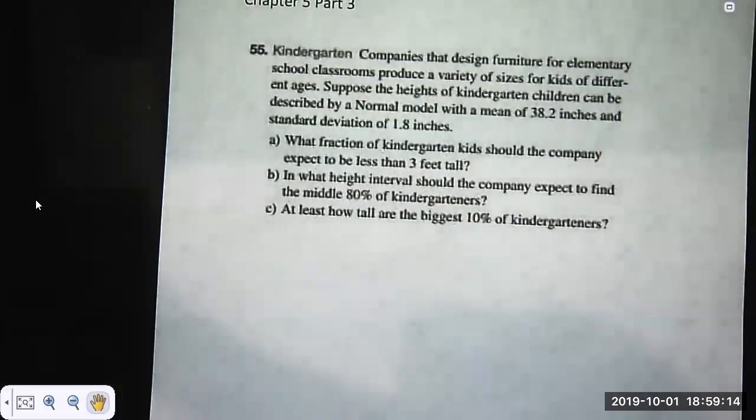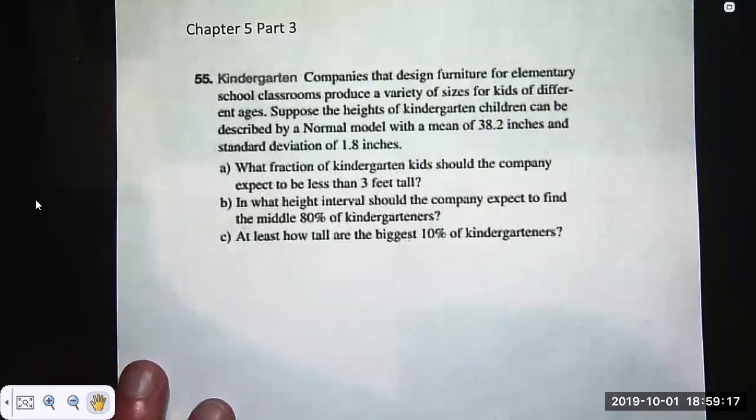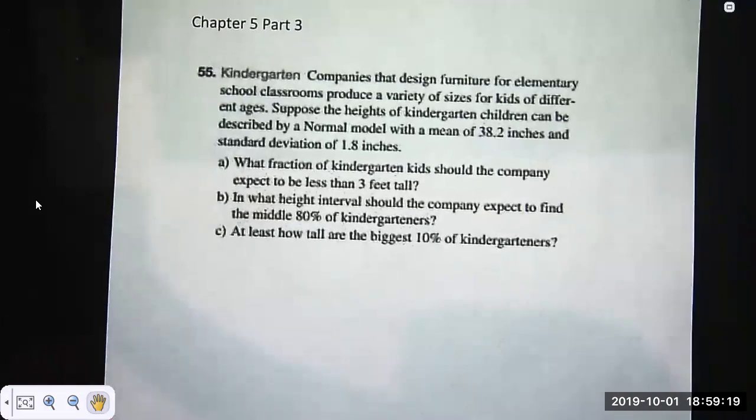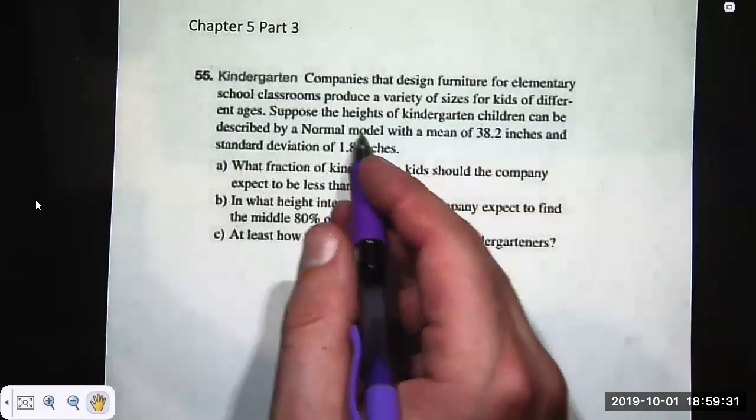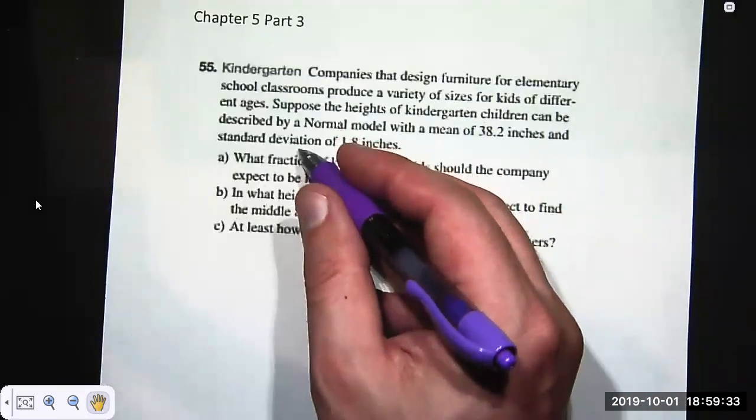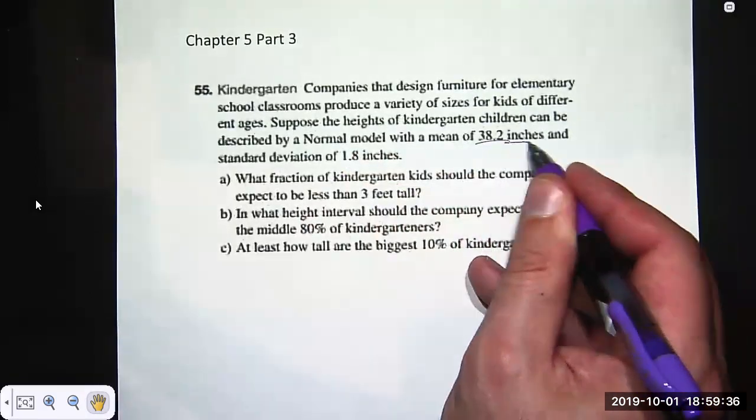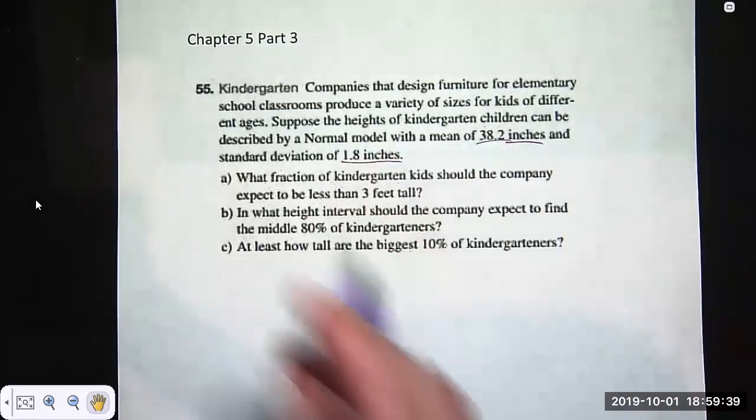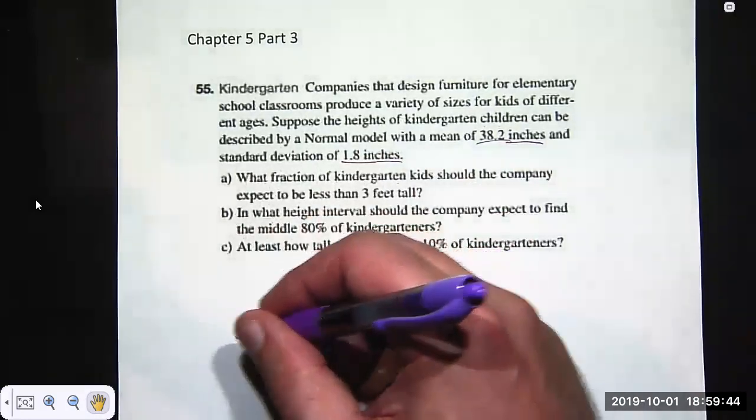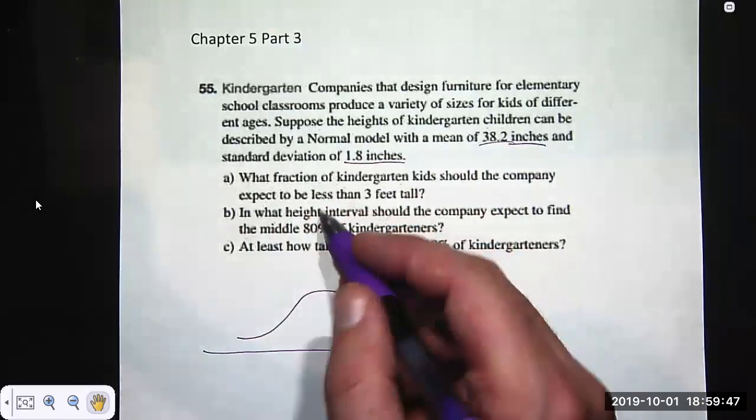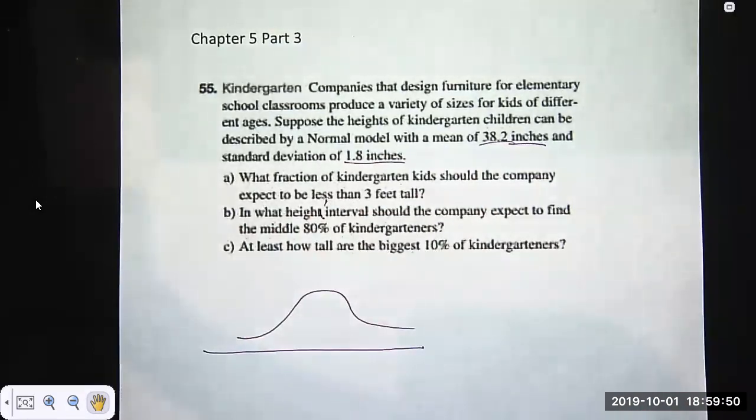Let's do part 3 now. Chapter 5. So here, this one, we're going to use some normal CDF and some inverse norm. So we're going to bust out the calculator, finally. All right, so we've got, suppose the heights of kindergarten children can be described by a normal model with a mean of 38.2 inches and standard deviation 1.8 inches. What fraction of kindergarten kids should the company expect to be less than 3 foot tall? Did I say that right? Less than 3 feet tall? So that'd be 36 inches.